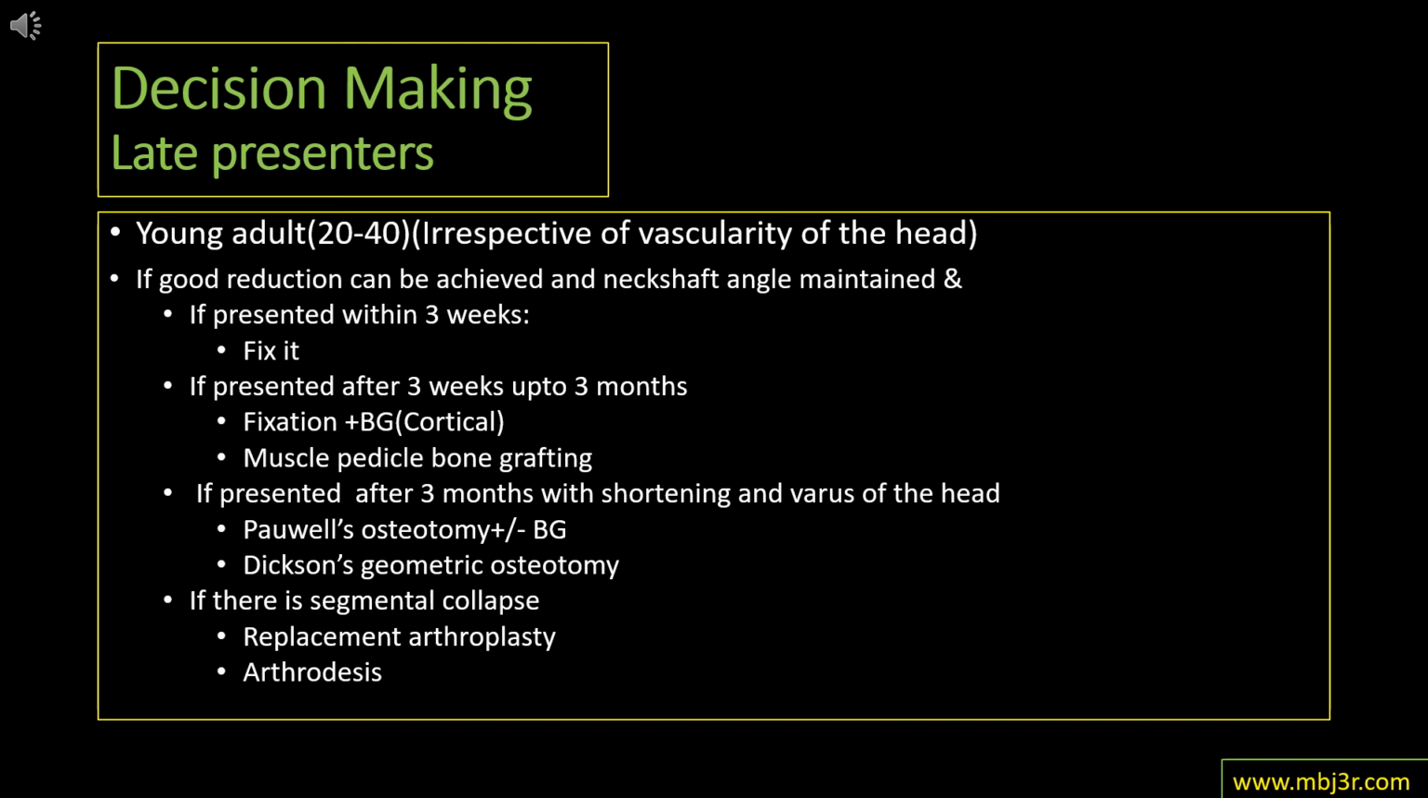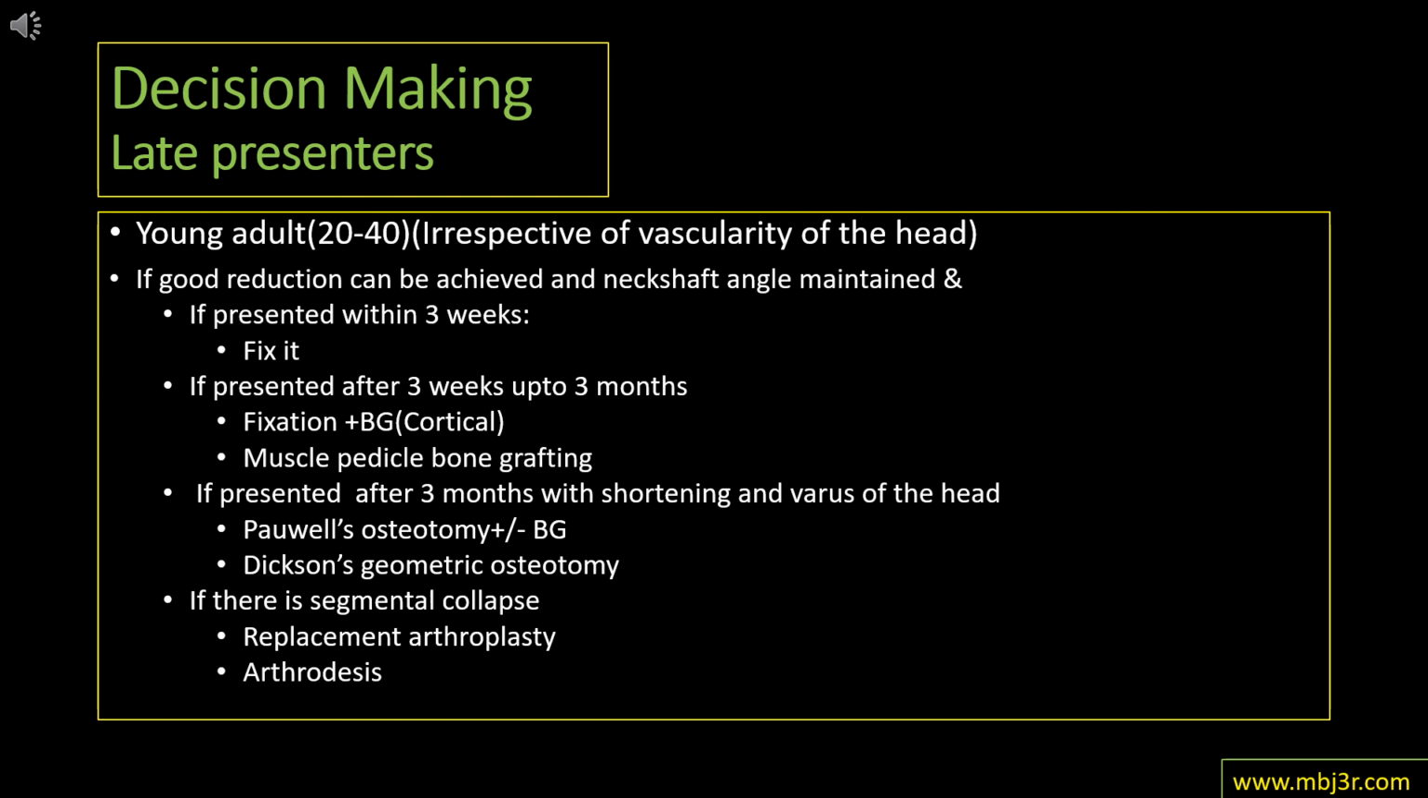If good reduction can be achieved, neck shaft angle maintained, and if presented within 3 weeks, fix it. If presented after 3 weeks, up to 3 months, fixation plus bone grafting, either cortical or a muscle pedicle bone grafting. If presented after 3 months with the shortening and varus of the head, you can do a Powell's osteotomy plus or minus bone grafting or Dickson's geometric osteotomy.